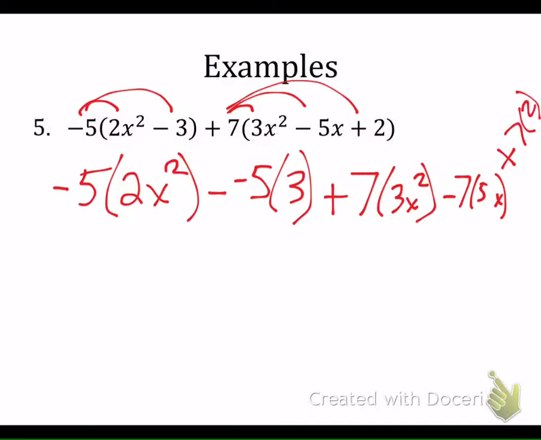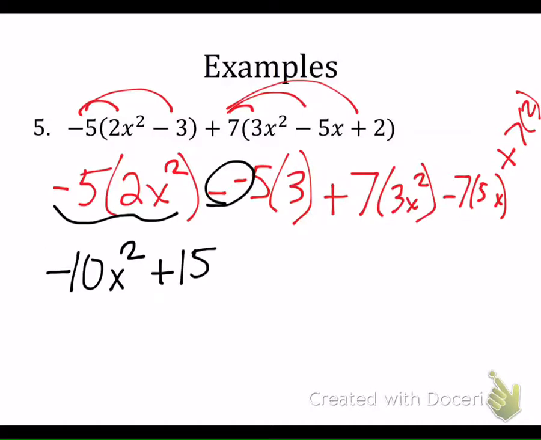All right, clean up my numbers, clean up my signs. Up here I have negative 10x squared. Here I have a minus negative, so a plus 15, plus 21x squared, minus 35x plus 14. I will pause there for you to catch up. Did I lose anyone? Where did I lose you? Do you know where we're at on this problem? Okay. You're just lost in general? No, okay. All right.